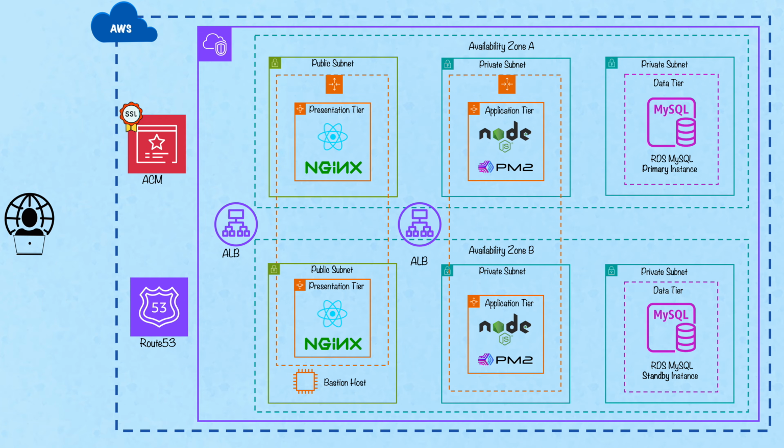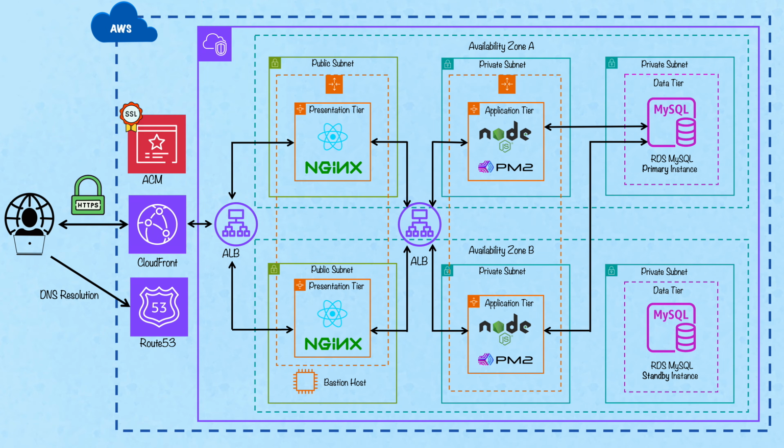To establish secure HTTPS connections, we'll procure an SSL certificate from AWS Certificate Manager. This certificate will be integrated with CloudFront, our content delivery network, to encrypt data in transit and optimize content delivery to end users. With all components in place, users can securely access our application via HTTPS.